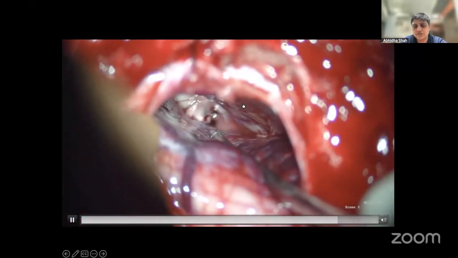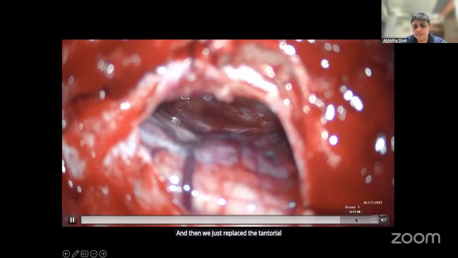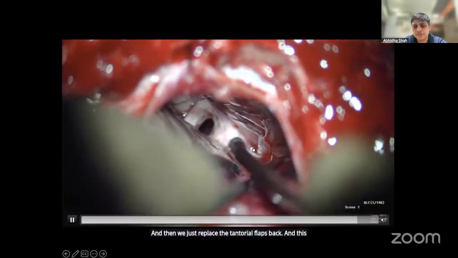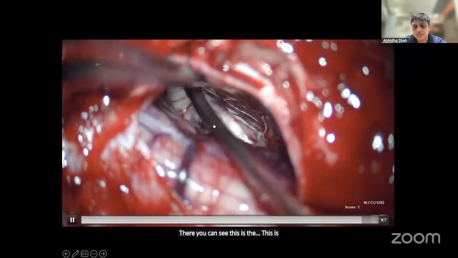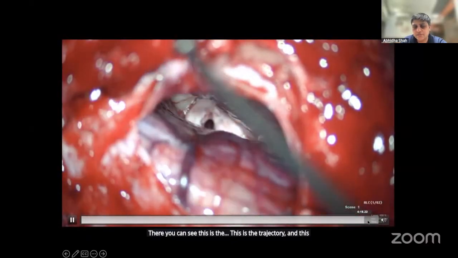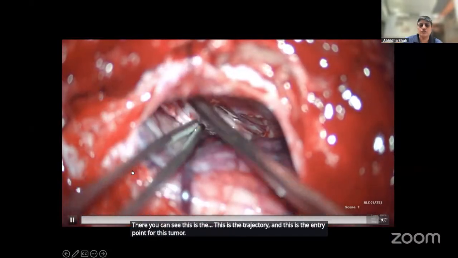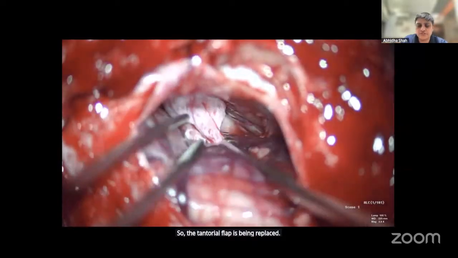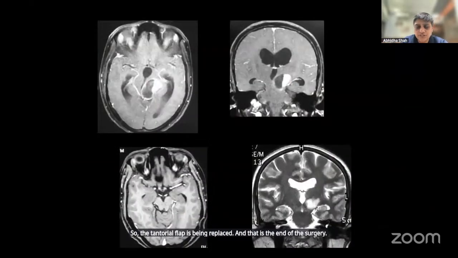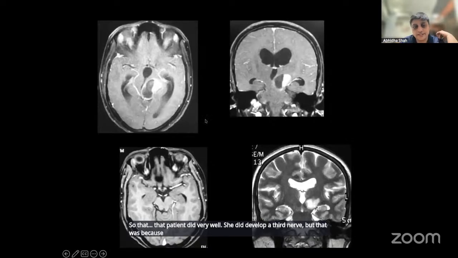And then we just replace the tentorial flaps back. And this is at the end of the surgery. There you can see this is the trajectory, and this is the entry point for this tumor. So here the tentorial flap is being replaced, and that is the end of the surgery. So the patient did very well. She did develop a third nerve palsy, but that was because the tumor was arising from the third nerve.